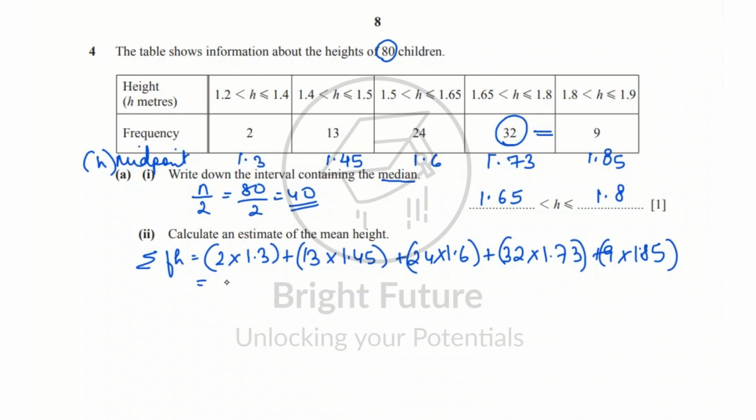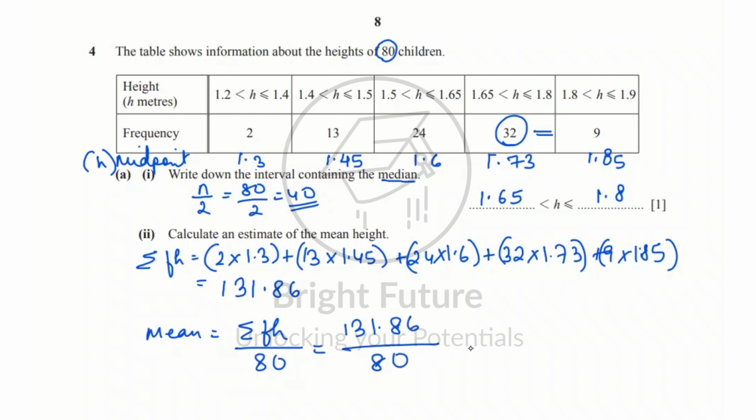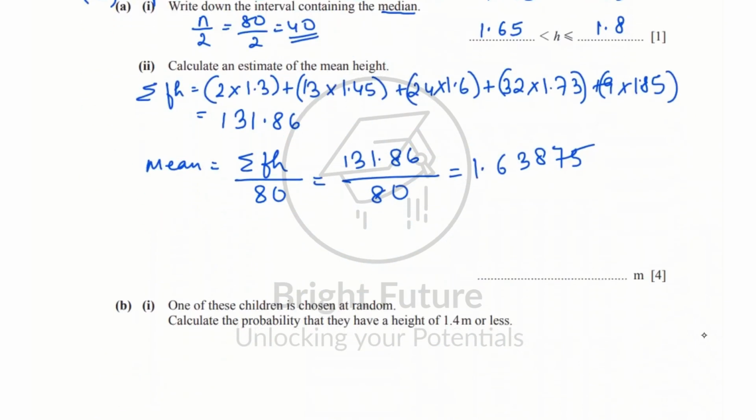Everything adds up to 131.86. Now mean is equal to summation fh upon the total number of children, that is 80. So 131.86 upon 80 gives me 1.63875, which rounds up to 1.64 meters.